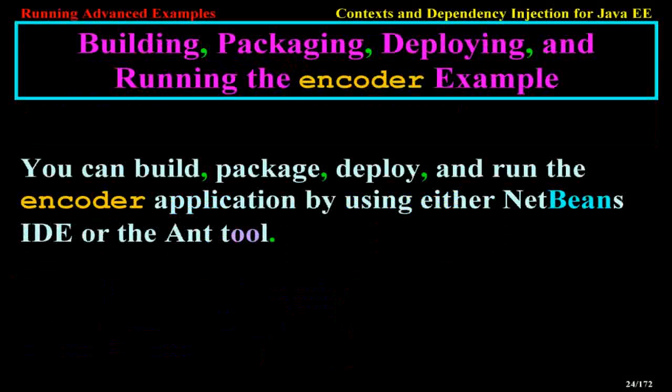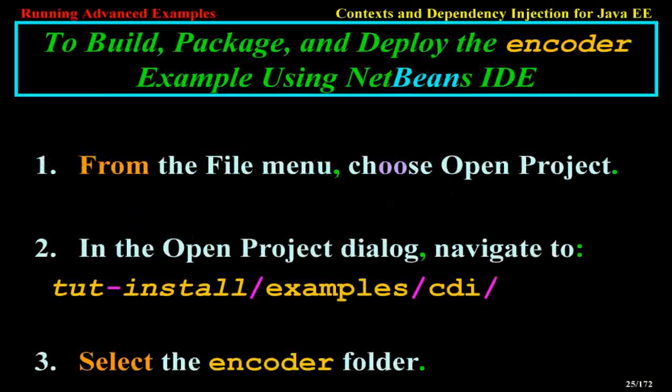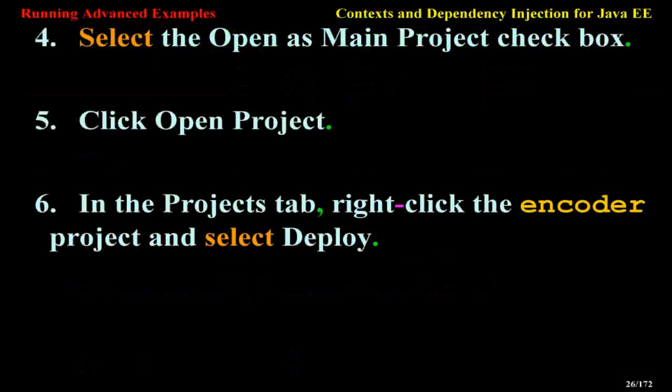You can build, package, deploy, and run the encoder application by using either NetBeans IDE or the Ant tool. To build, package, and deploy the encoder example using NetBeans IDE: From the File menu, choose Open Project. In the Open Project dialog, navigate to tut-install/examples/d. Select the encoder folder. Select the Open as Main Project checkbox.